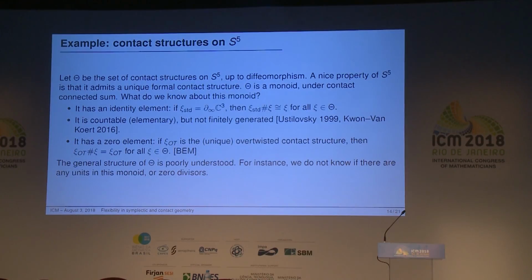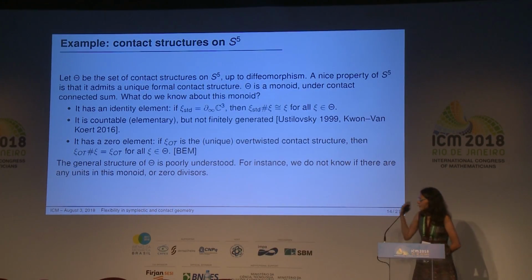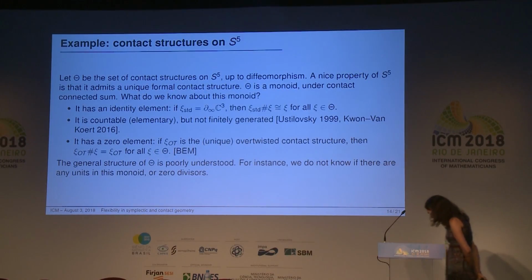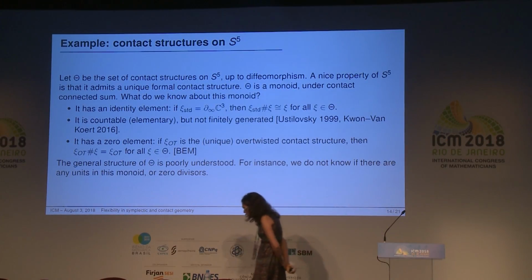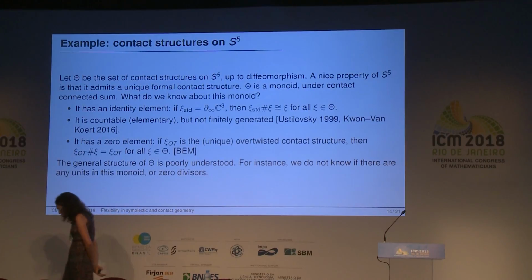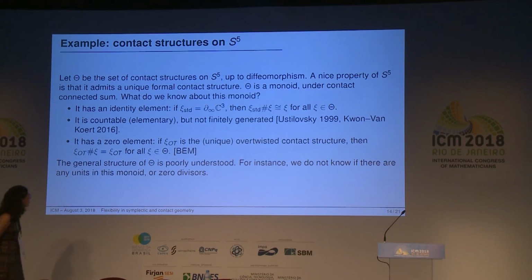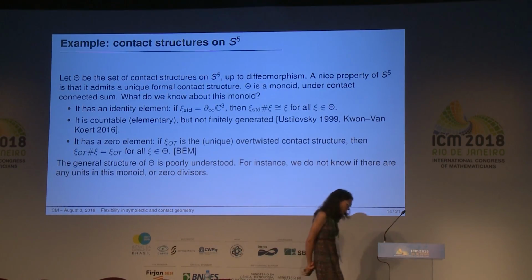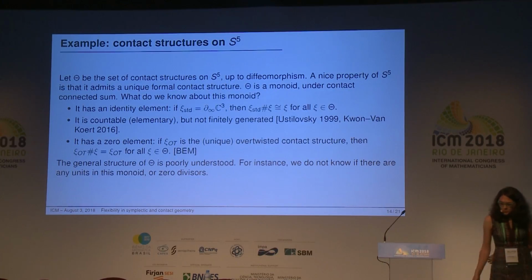So things we don't know, which I think are very important questions, is whether there are any units or whether there are any zero divisors. This question of units is equivalent to what I would call a kind of contact Schoenflies conjecture, I guess, since we don't know what it is. And zero divisors, so this is asking if I can build the overtwisted sphere out of non-overtwisted things. Also, I think it's a very important question.